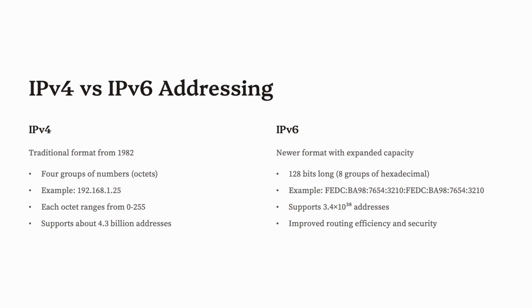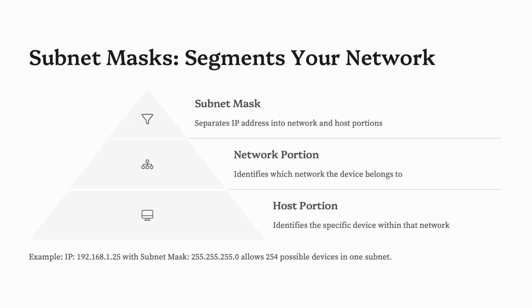Subnet masks help us with this. They help networks organize devices into smaller logical groups called subnets. And as a byproduct, it improves network efficiency and security. A net mask separates an IP address into 2 parts. The network portion identifies the network where the device is hosted, where the device lives, and the host portion, which identifies the specific device within that network.